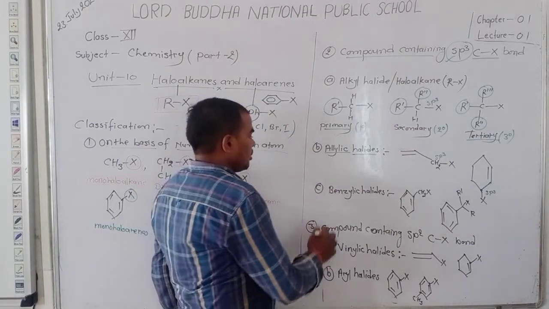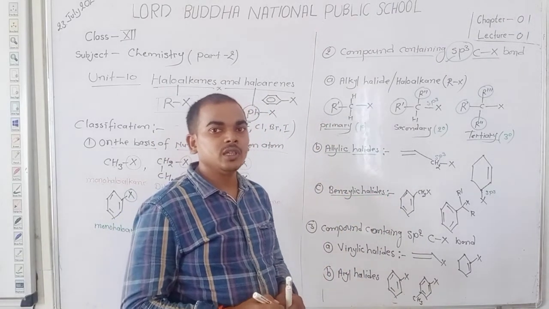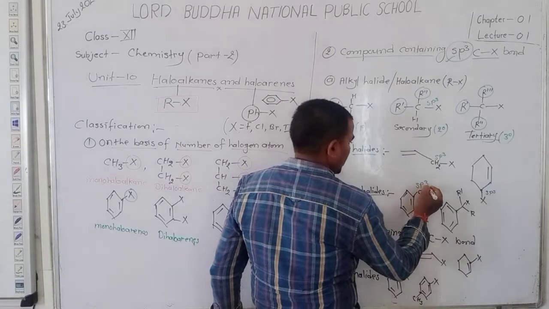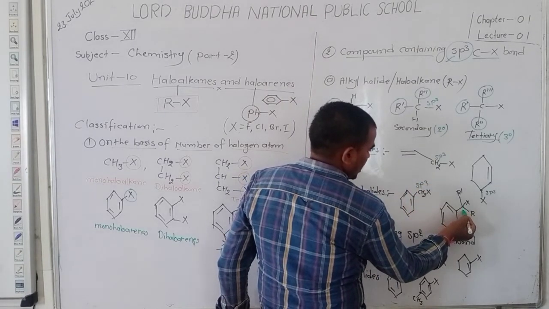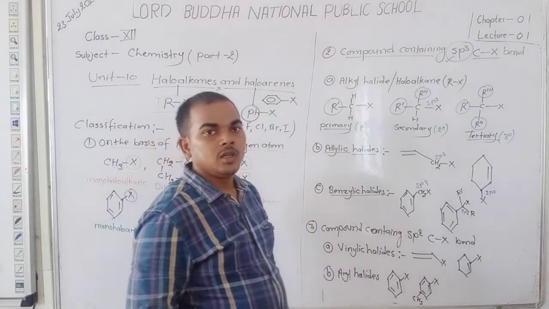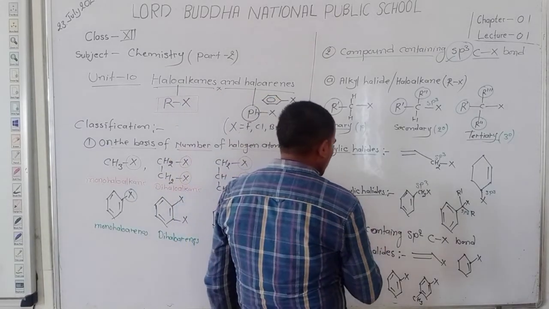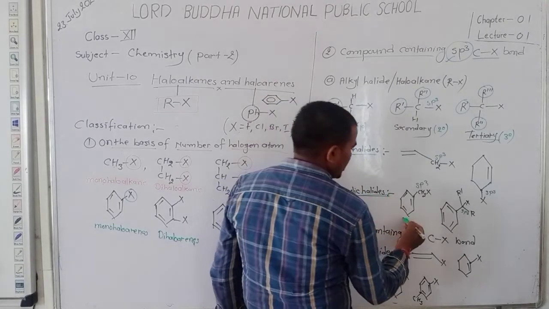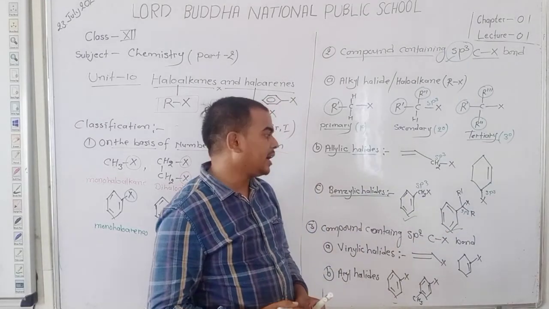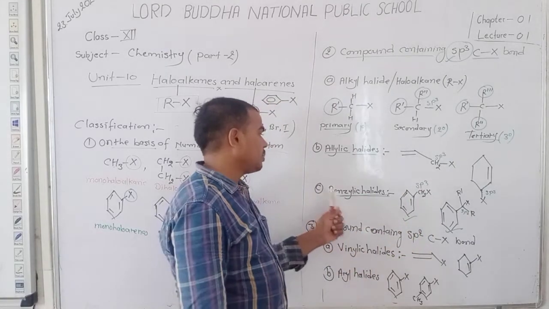Now we discuss benzylic halide. Benzylic halides also contain sp3 carbons bonded with a halogen. Here the carbon is sp3, but this carbon is directly attached to the benzene ring. When an sp3 carbon is directly attached to a benzene ring, it is known as a benzylic halide. Both examples are benzylic halides because the sp3 hybrid carbons are directly attached to the benzene ring.